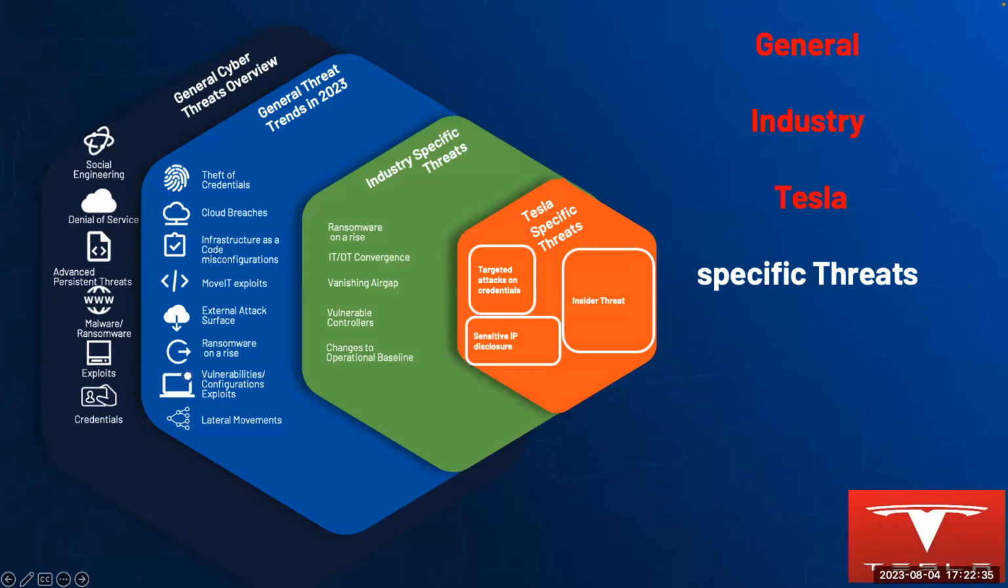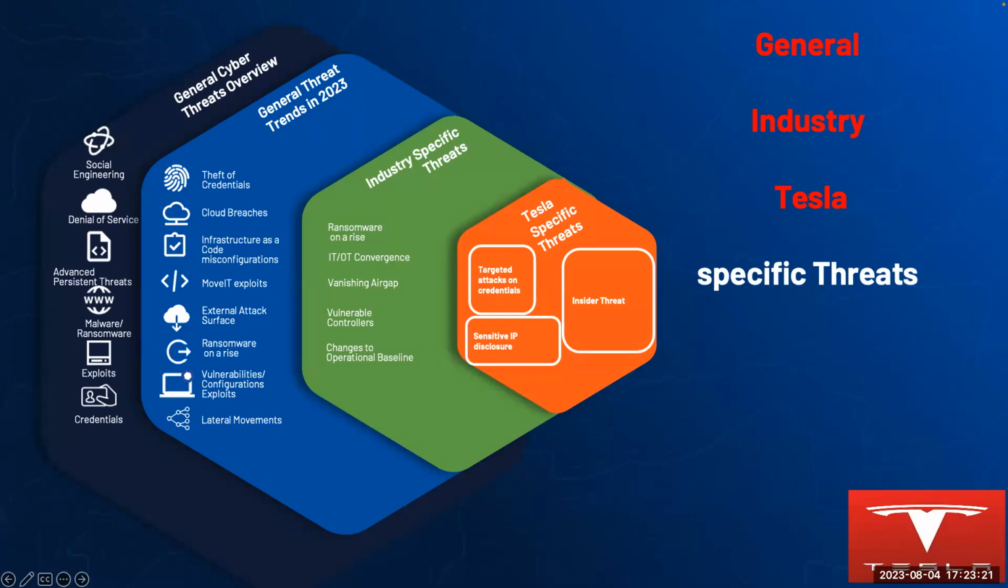The industry-specific threats when it comes to OT environments: ransomware, as recent years have shown, has been very successful. The convergence of IT and OT infrastructure basically promotes that lateral movement of exploits. The vanishing air gap. We used to be able to air gap our OT systems. That's no longer the case. That leads to vulnerable controllers, and potentially, if any human or automation is allowed to make changes to the operational baseline, we're looking at financial losses as well as potential physical damage to our employees and immediate communities.